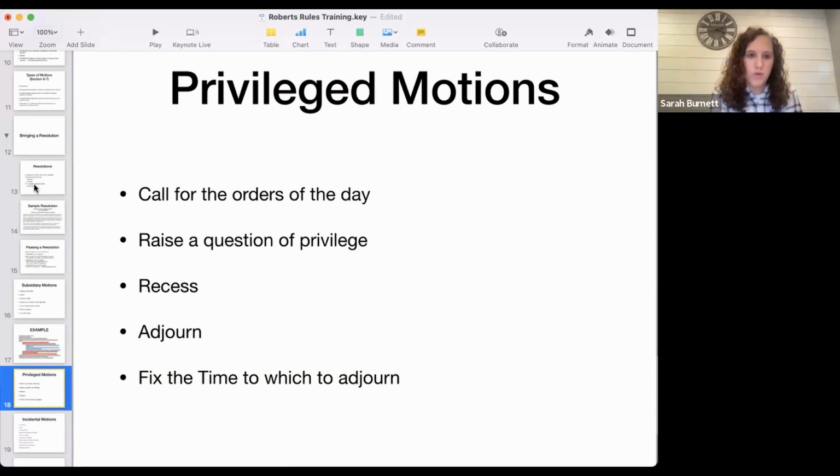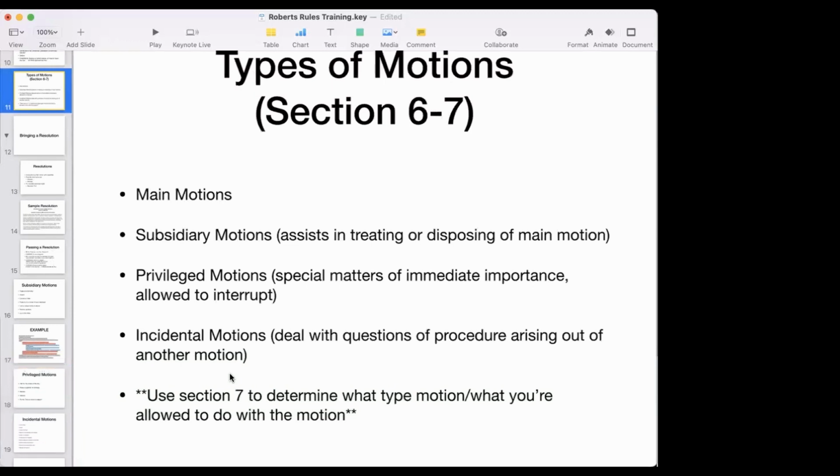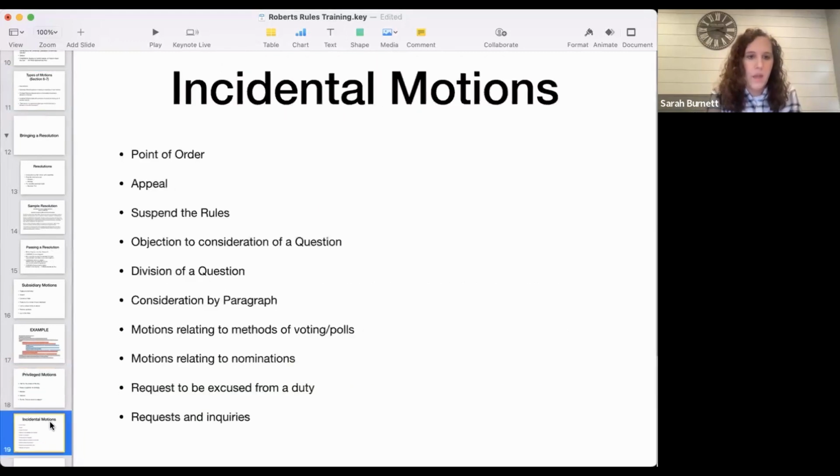Now let's go to the last section, which is incidental motions. These deal with questions of procedure arising out of another motion. This is a long list, but these are fairly straightforward. Point of order deals with the rights of a member. Your rights are being violated. And you don't need a second. You don't need to say your name. You don't even need to make it to the mic. You just have to say point of order.